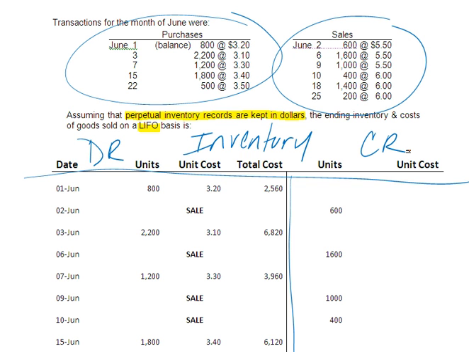So I've taken this information and I've put it in chronological order. When we're doing perpetual inventory, the dates matter. We have to keep track of the order that items were purchased and then sold. Recall that that's not true about periodic.